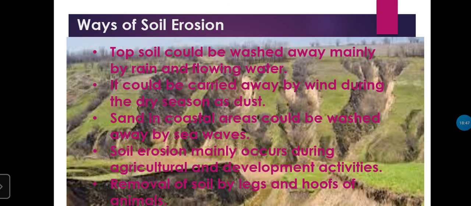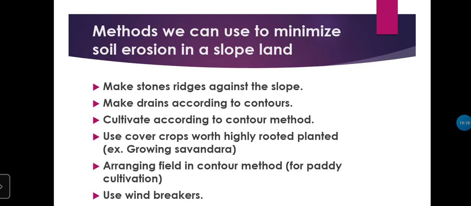Ways of soil erosion. Topsoil could be washed away mainly by rain and flowing water. It could be carried away by wind during the dry season as dust. Sand in coastal areas could be washed away by sea waves. Soil erosion mainly occurs during agricultural and development activities. Removal of soil by legs and hoofs of animals. These are the ways of soil erosion.